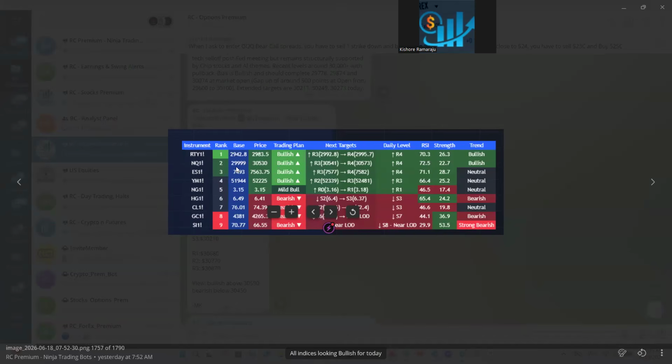NQ, it was around 29,999, but at that time, 35.30. That means we can complete 541, 573, all these targets. ES was 7563, 7577, 7582 are our targets. So nearly, if you see yesterday's chart, all these completed all these targets. Silver was bearish, GC was bearish, crude oil was bearish. So by 7:30 itself, we can expect what will be the direction for the day.